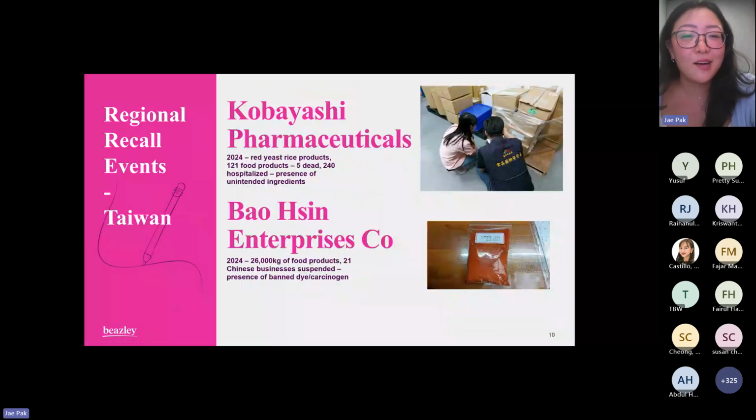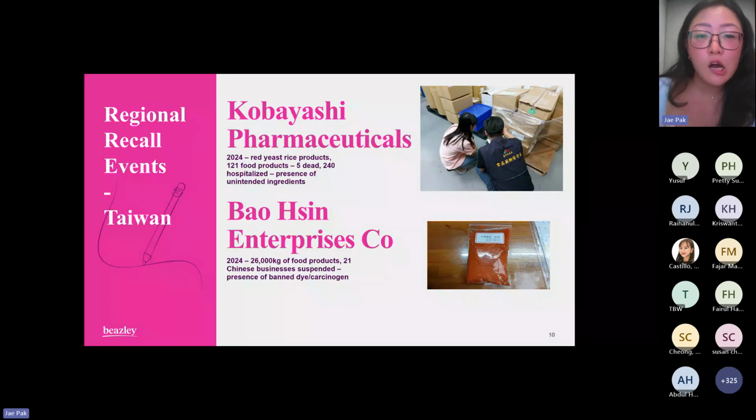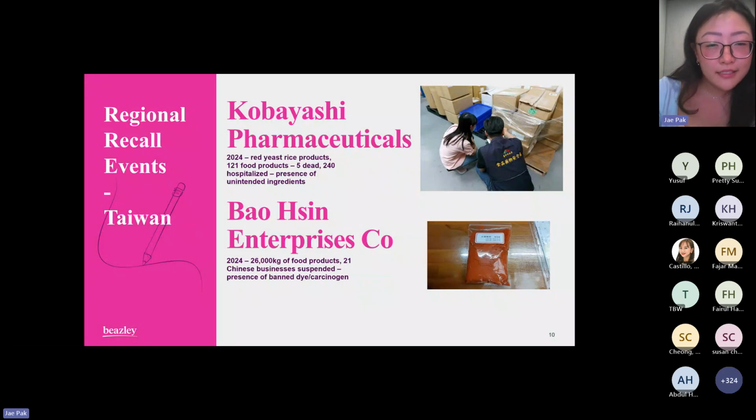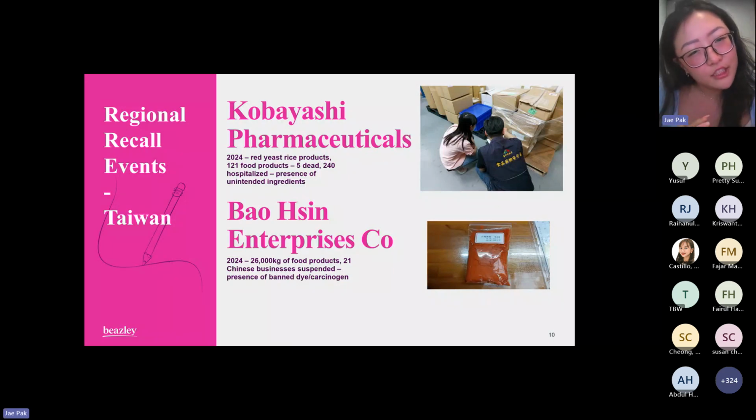In Taiwan, we had Kobayashi Pharmaceuticals in 2024. They had issues with their red yeast rice products. It affected, I think, 121 food products. 5 people died, and hundreds were hospitalized due to the presence of unintended ingredients. Baosin Enterprises had about 260 kg of food products recalled because there was a presence of a banned dye or carcinogen.